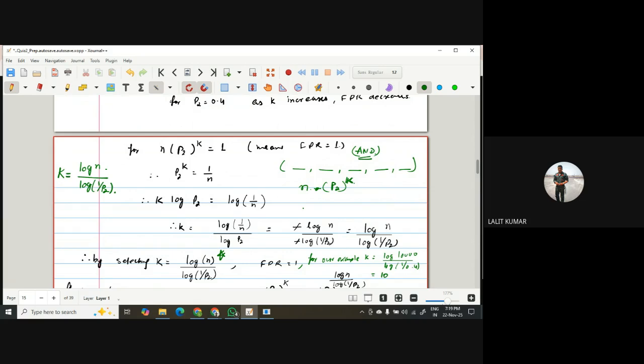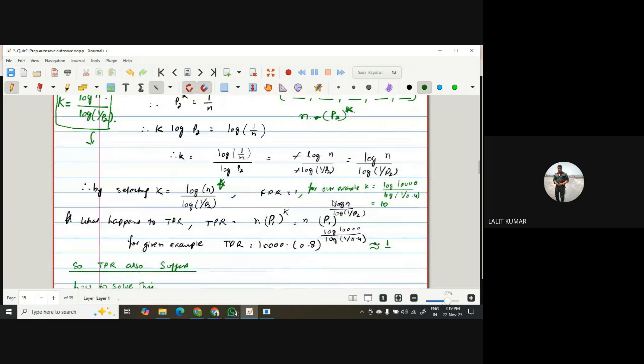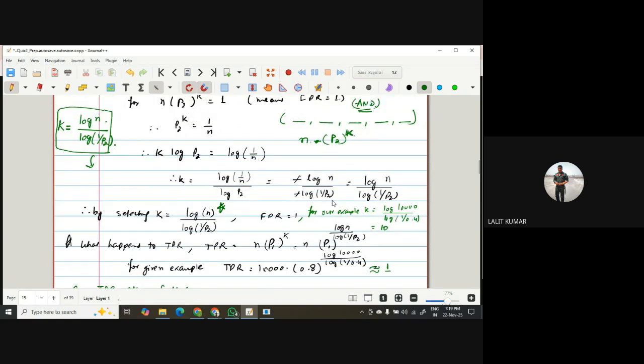So when you fix k with this value, k is equal to log n by log 1 by p2, then you sort out the problem of your FPR. Then your FPR, for example, by selecting k, you can put these values in the same example which has been given, and you will find that FPR becomes 1. Now you can put n p2^k, FPR is equal to 1, and then you get the value of k.